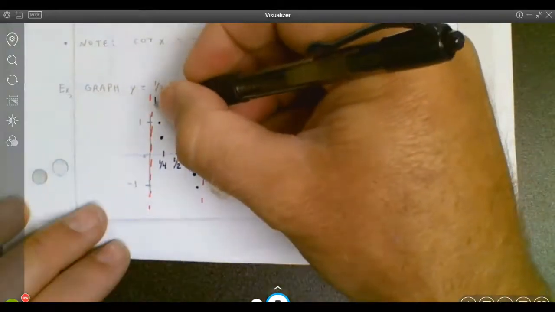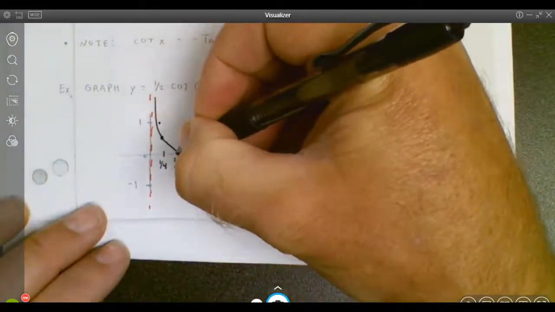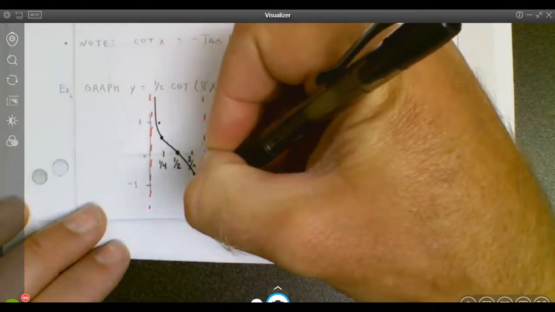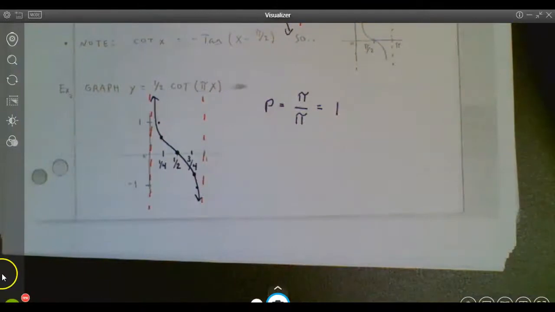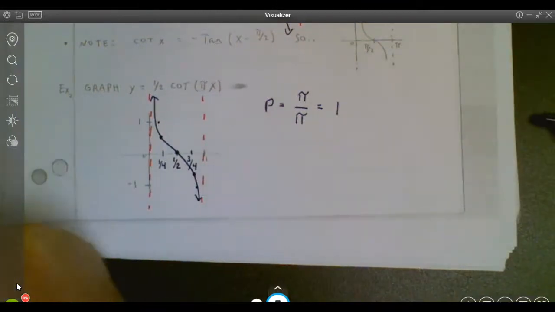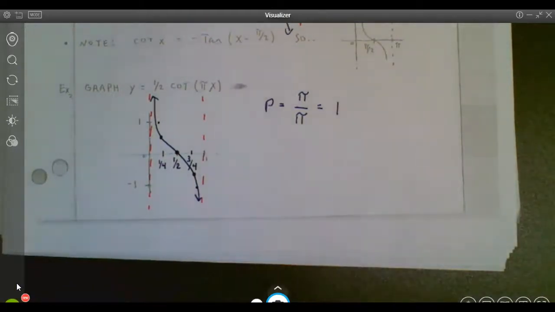So anyway, if I connect the dots, we have our cotangent graph. It would look like this. So how do you check this on a calculator? How do you do an inverse function on a graphing calculator when there is no button that says cotangent, right? Or cosecant or something like that.